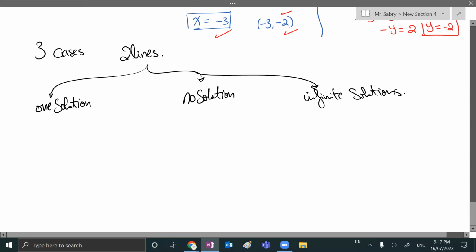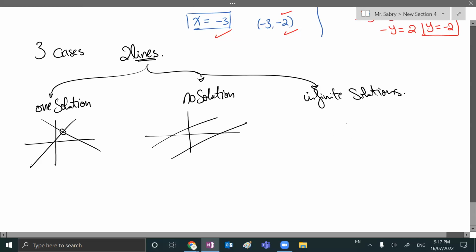Again, to wrap up, there are 3 cases for a system of linear equations. Both are lines. It's either one solution where the 2 lines intersect at one point, or no solution, which means both lines are parallel, or infinite solutions, which means they're the exact same line. They're graphed over each other. In this case, they have infinite solutions.